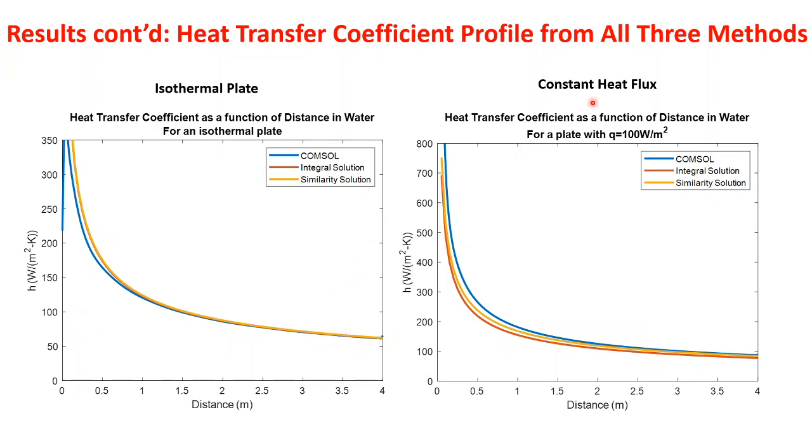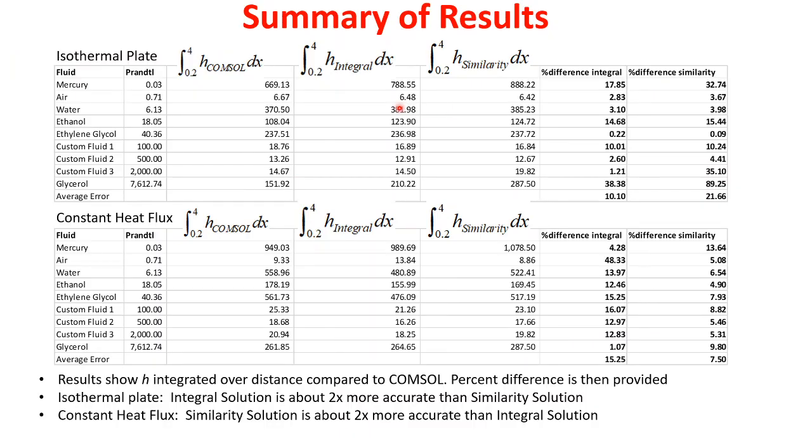And then for constant heat flux, you can see here a bit better separation in all three curves, but the opposite happens here. Integral and similarity solutions underestimate what COMSOL predicted for the local heat transfer coefficient. So once I calculated all these H values in MATLAB, I was able to also calculate those integrals from 0.2 to 4 meters, and I tabulated them for every particular experimental setup and every fluid in this table here.